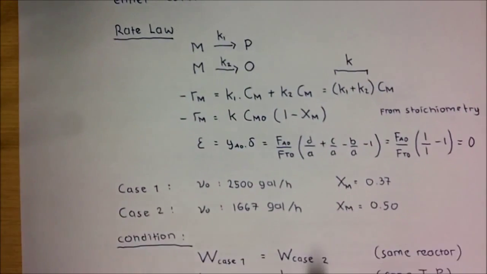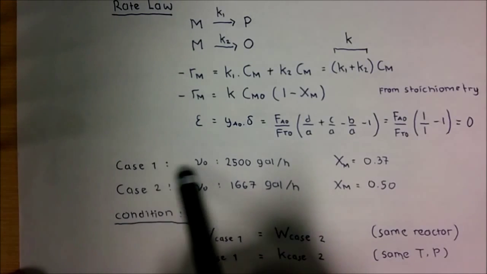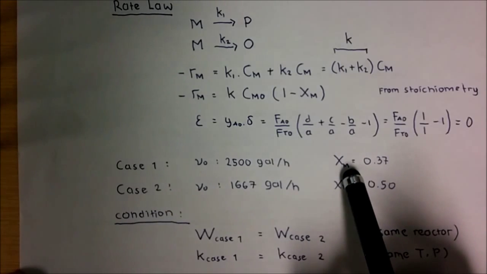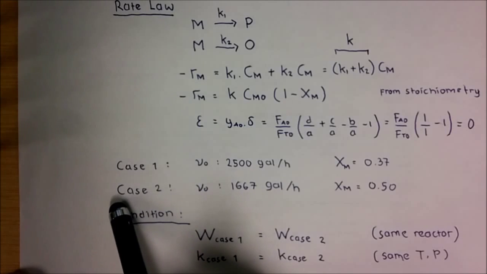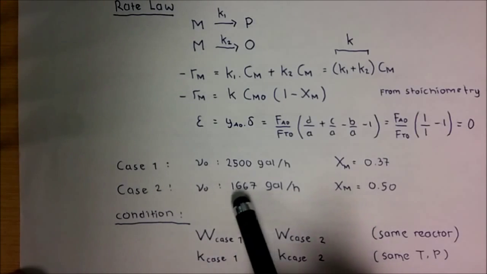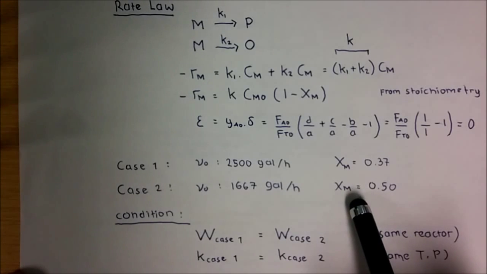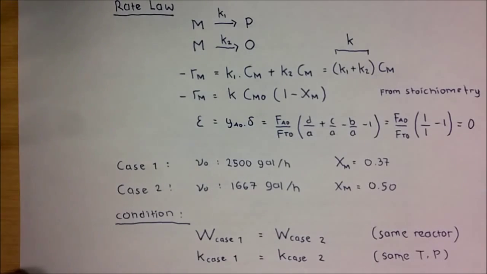So in case 1, we're going to have a volumetric flow rate of about 2500 gallon per hour, and the conversion is about 37%. And then in case 2, we're going to have a volumetric flow rate of about 1667 gallon per hour with the conversion of about 50%. So in order to find the reactor, we need to find the condition.